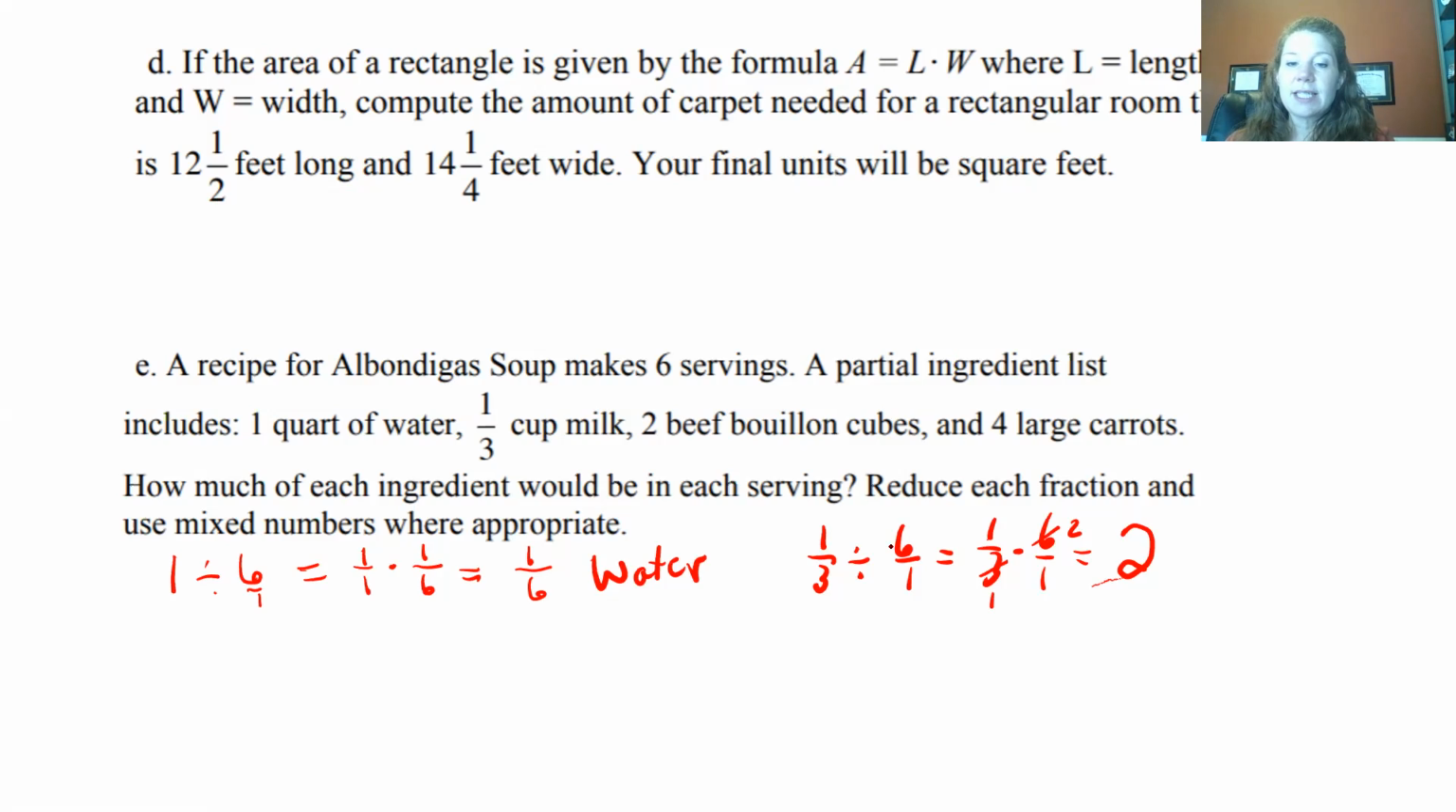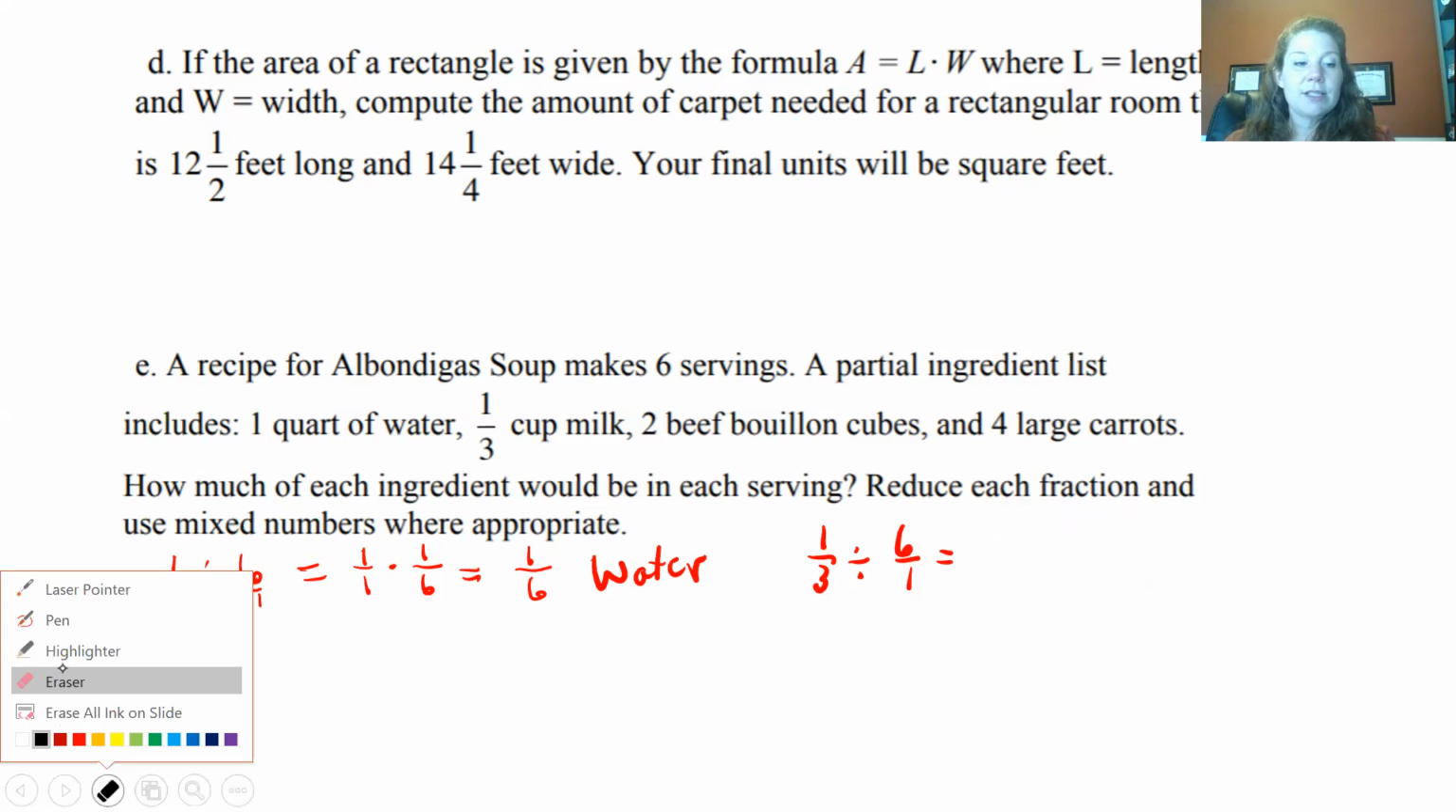Oh, guys, look what I did. I wrote keep it, change it, flip it, but I didn't flip my number. So I knew my answer can't be right. We can't have 2 full cups when originally we only had a third. I was trying to wonder what I did wrong, but that's what I did. I did not flip it. So let me go back a minute. My bad, please excuse me.